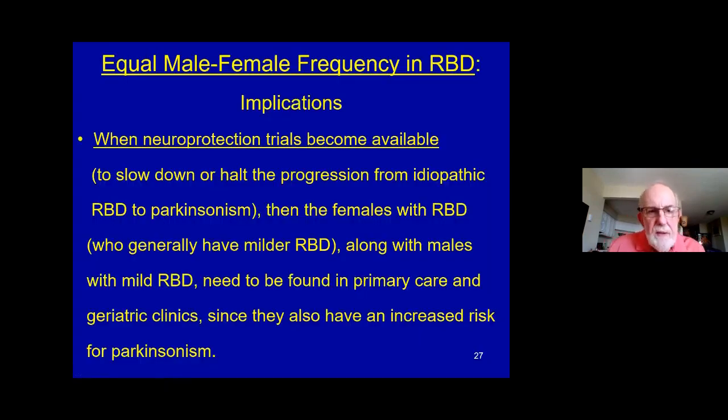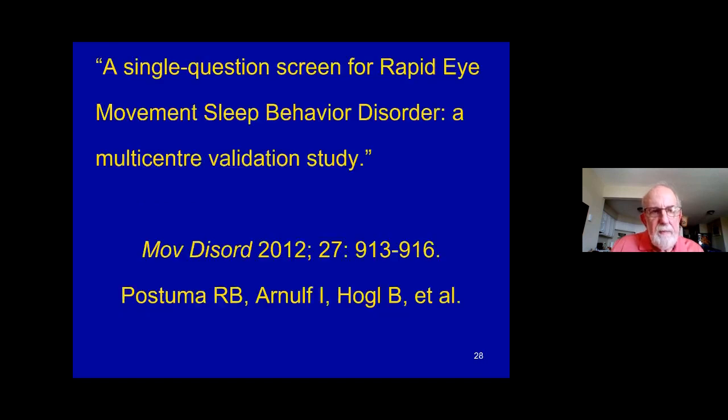And this is what I just commented on. When neuroprotection trials become available to slow down or halt the progression from idiopathic RBD to Parkinsonism, then the females with RBD, who generally have milder RBD, along with males with mild RBD, need to be found in the primary care and geriatric clinics, since they also have an increased risk for Parkinsonism.